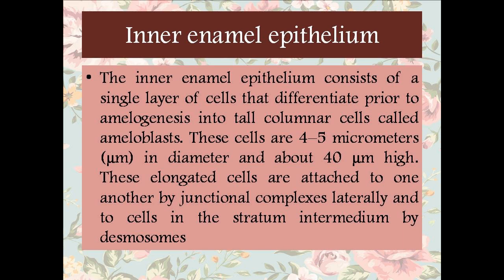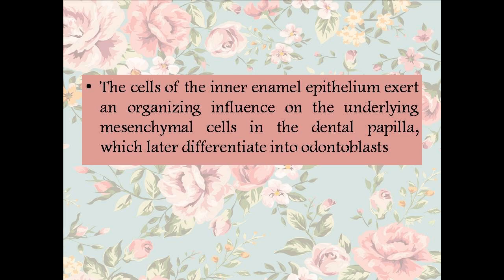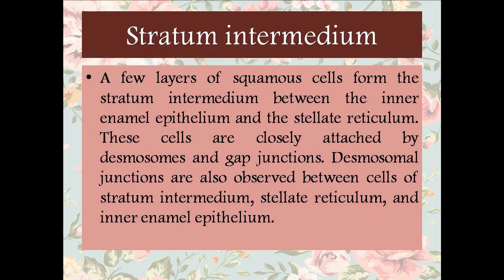Cells of the inner enamel epithelium exert an organizing influence on the underlying mesenchymal cells in the dental papilla, which later differentiate into odontoblasts. These are the dentine forming cells. A few layers of squamous cells form the stratum intermedium between the inner enamel epithelium and the stellate reticulum.